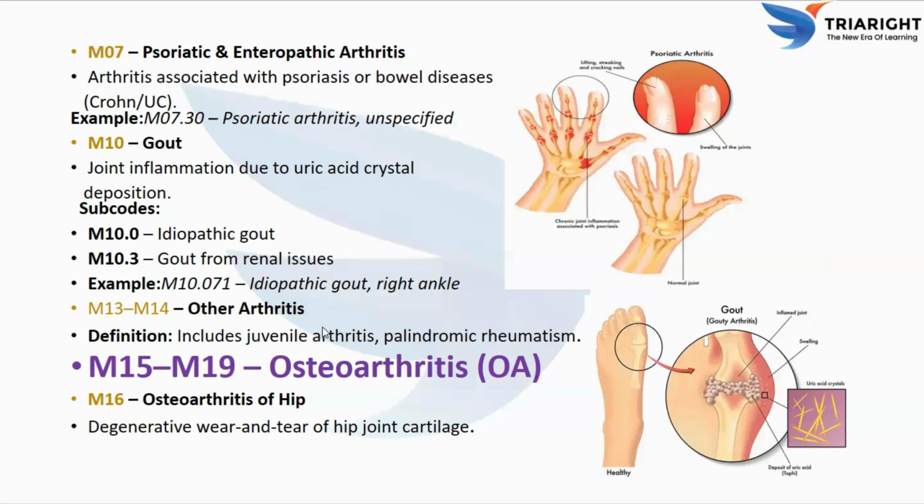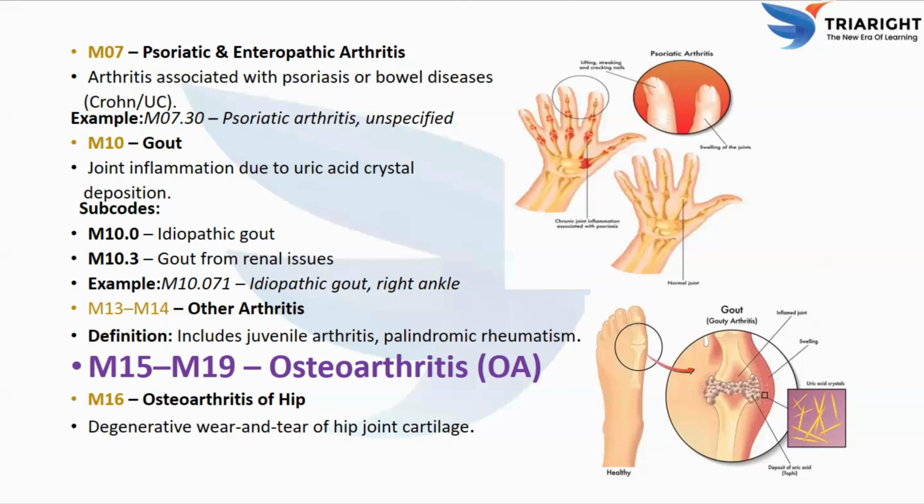Next, coming to M13 and M14. These categories include the arthritis forms which are not classified elsewhere. What are the examples? Like juvenile arthritis, which is present in children. And then the M15 to M19 code ranges describe osteoarthritis, OA.